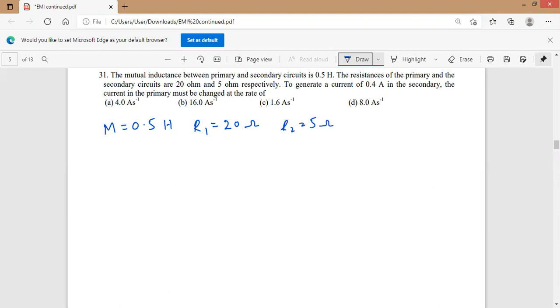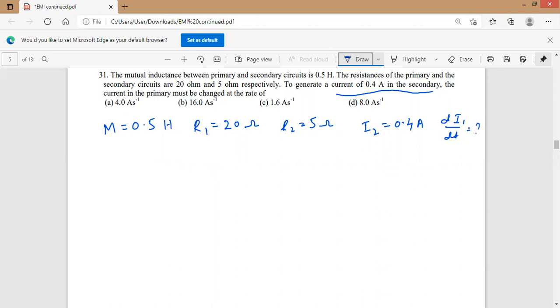To generate a current of 0.4 ampere in the secondary coil, so that is I2. Secondary coil means I2. I2 is equal to 0.4 ampere. The current in the primary must be changed at the rate of, you have to calculate dI1 by dt.